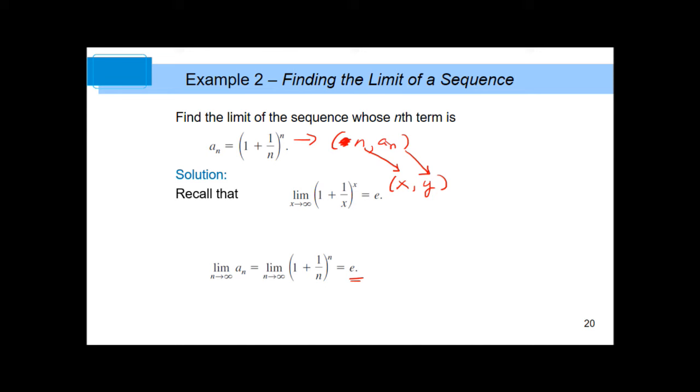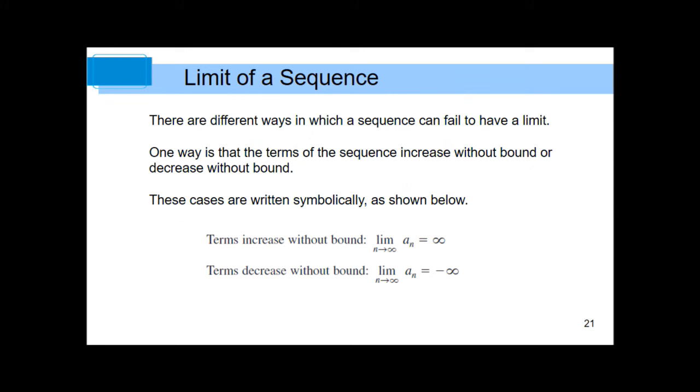Okay, so moving along. Now we're going to talk about how to find the limit of a sequence in a couple different ways. Of course, some sequences don't have a limit. They don't converge, they diverge. And they can diverge by approaching positive infinity or negative infinity, or just oscillating.